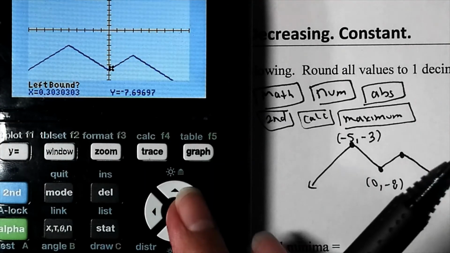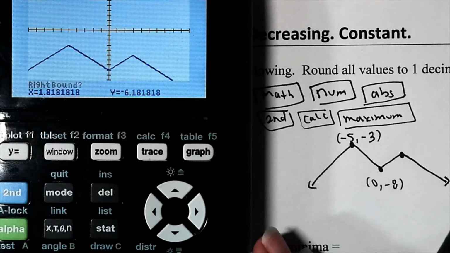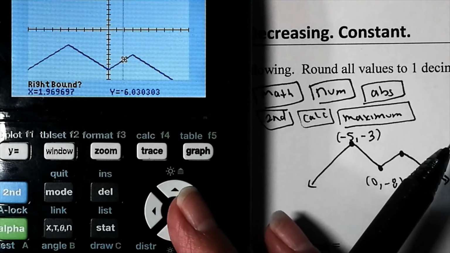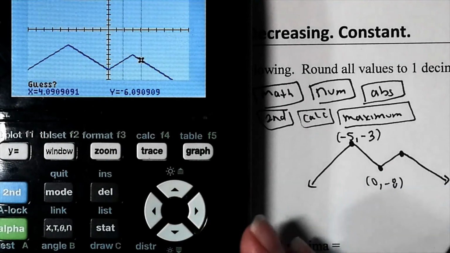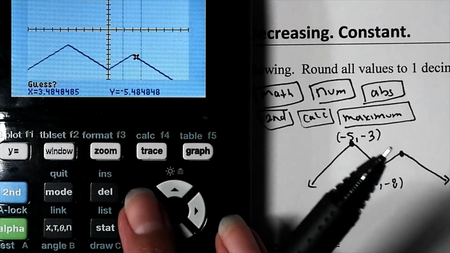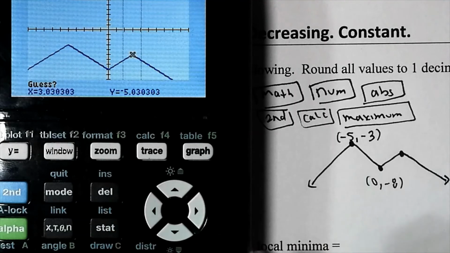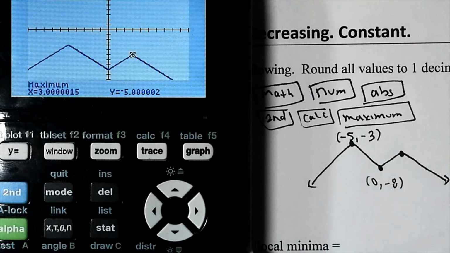Then we use our side arrows to put the cursor somewhere to the left. It's a personal choice where. Enter, then somewhere to the right. Enter, guess. So let's move the cursor to where we believe the answer is. Cool. And that gives us, it's supposed to be an integer 3 and an integer for y, -5. But for some weird reason, my calculator gives me an inconvenient way to write 3 and -5.